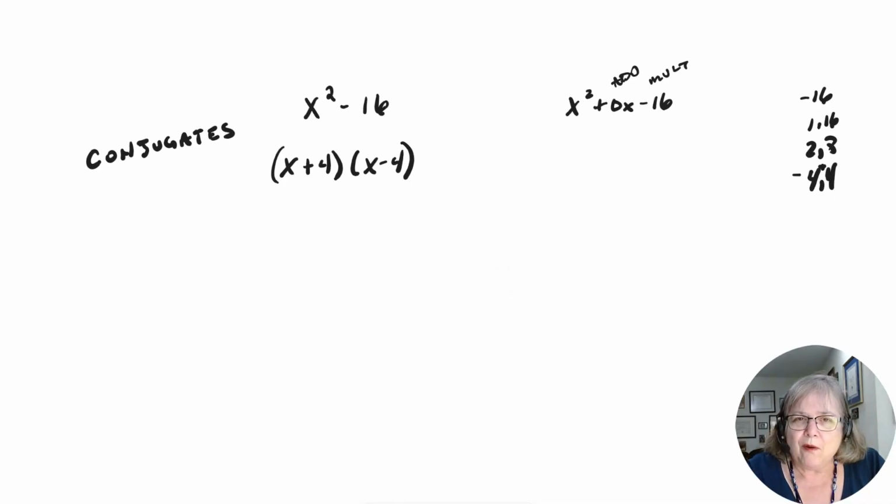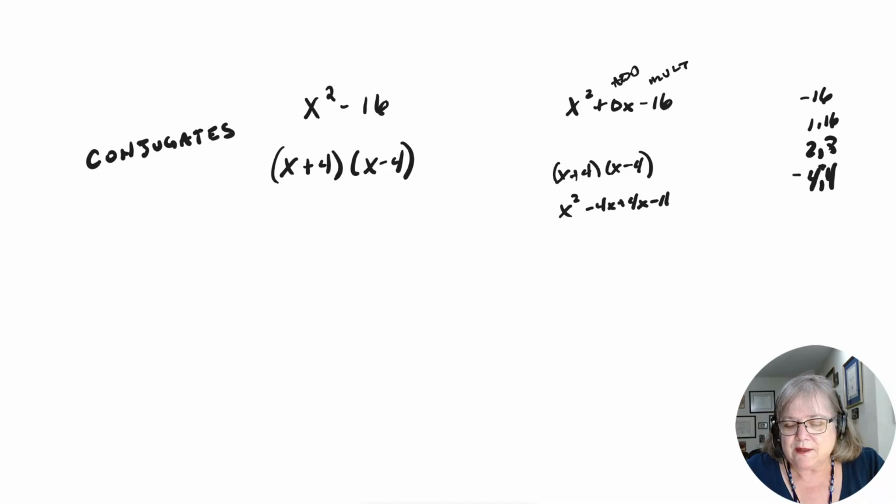So you can always check these. Remember that when you're factoring, you can always go, okay, what's x plus 4 times x minus 4? It'd be x squared minus 4x plus 4x minus 16. And sure enough, the middle term drops out and you have x squared minus 16.